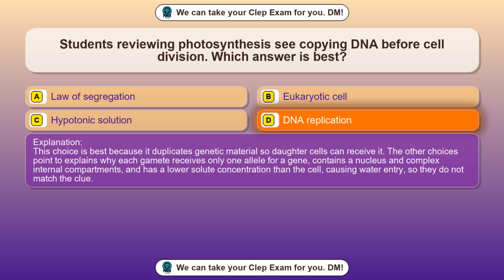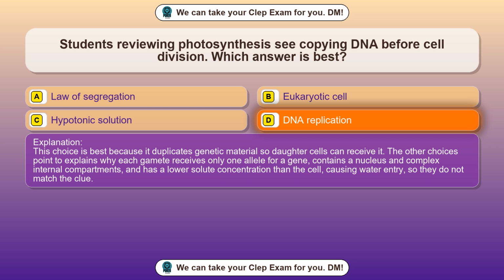This choice is best because it duplicates genetic material so daughter cells can receive it. The other choices point to explains why each gamete receives only one allele for a gene, contains a nucleus and complex internal compartments, and has a lower solute concentration than the cell, causing water entry, so they do not match the clue.